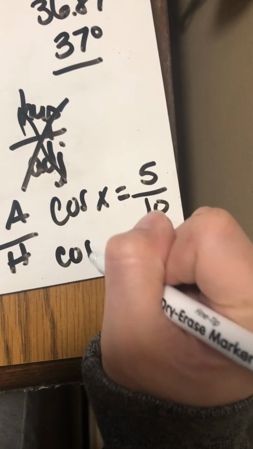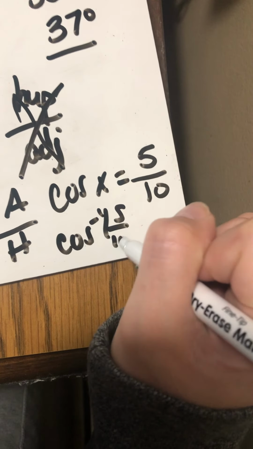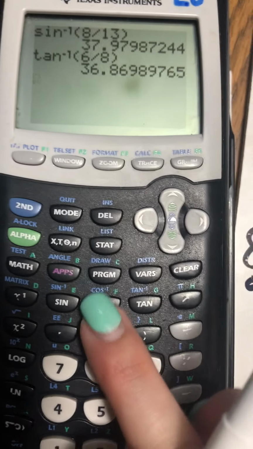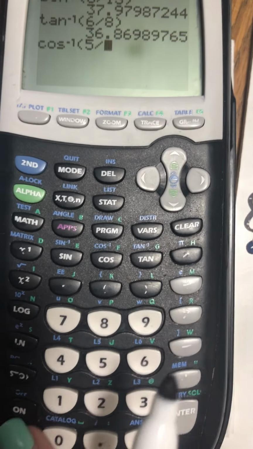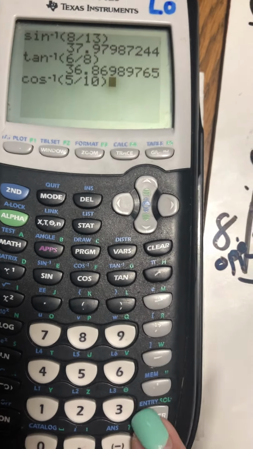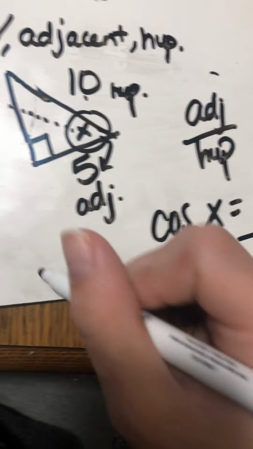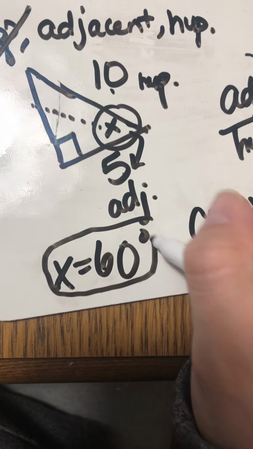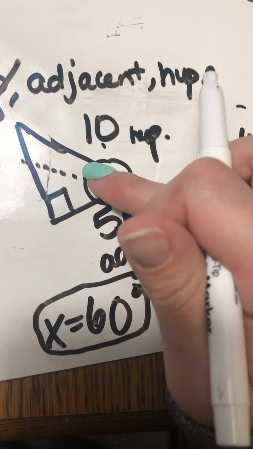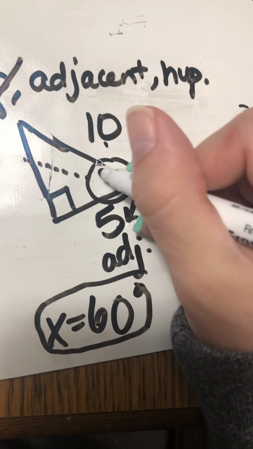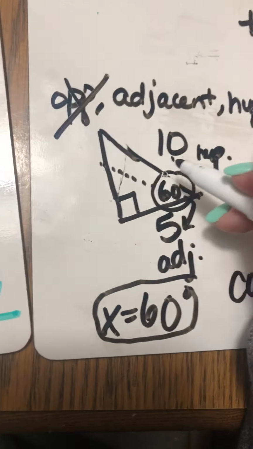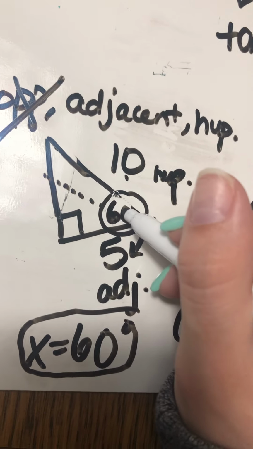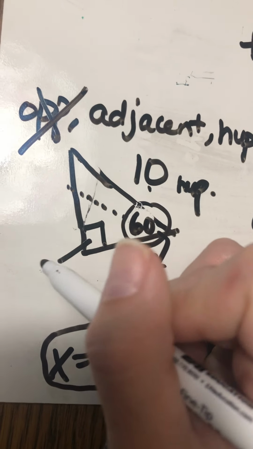Put this in the calculator. I'm running out of room. But second cosine of 5 over 10. My angle measure is perfectly 60. Oh, I did it so nicely. Cool. So this would be 60. And if I asked you, this is cool, right? So now that we know this is 60, you know what about this angle?